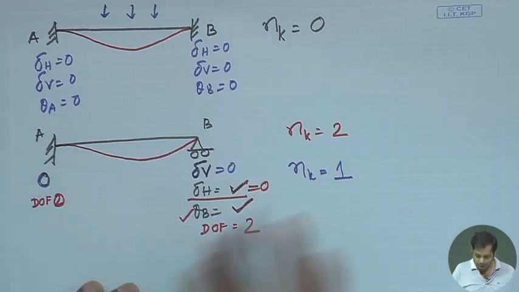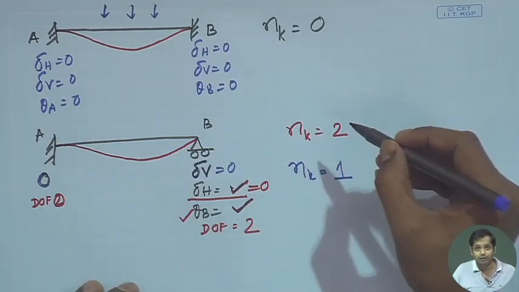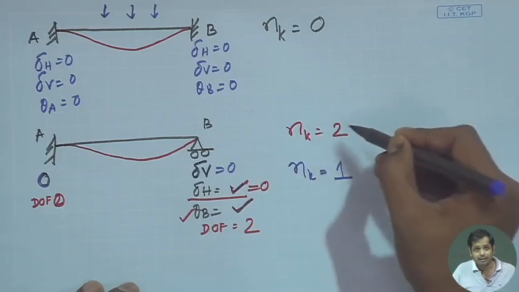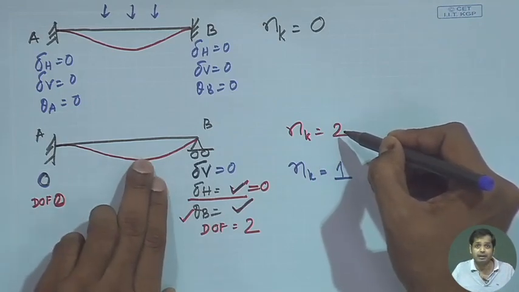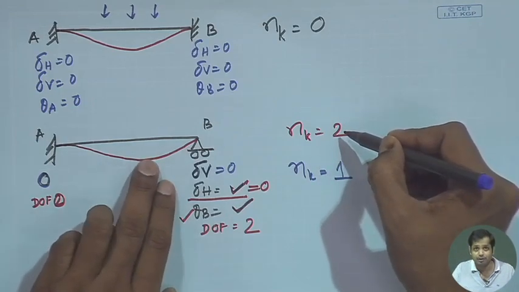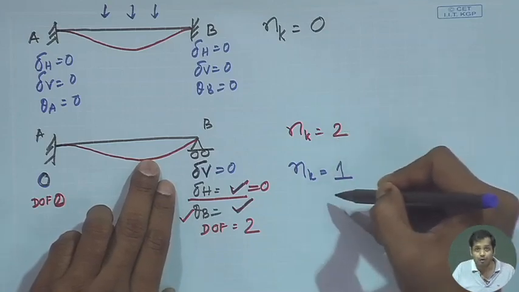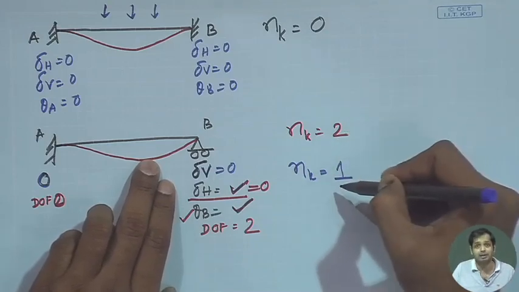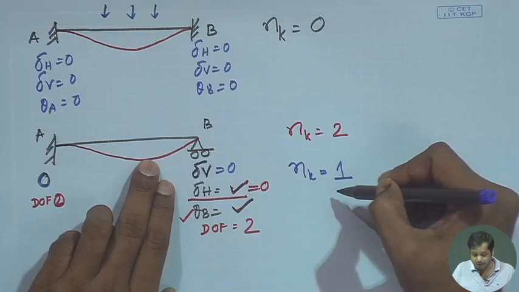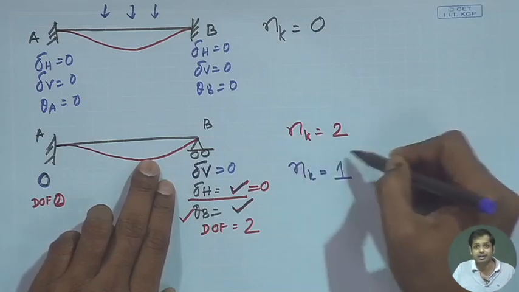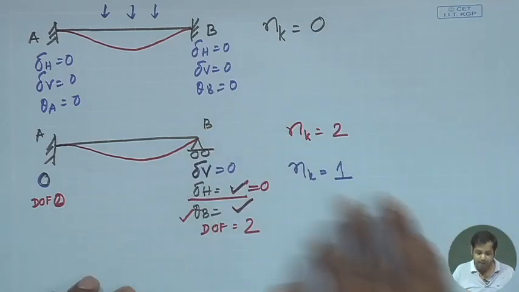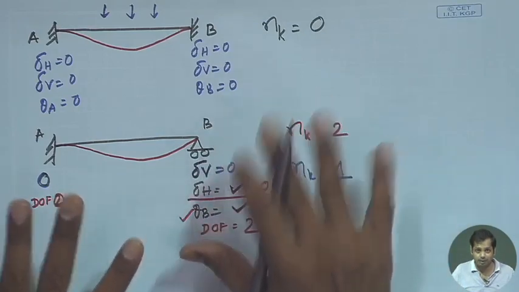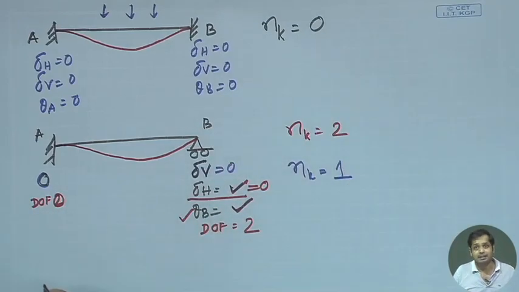Okay. So if we allow axial deformation, then the kinematic indeterminacy of this beam is 2, and if we do not allow axial deformation, assuming axial rigidity is very high, then kinematic indeterminacy is 1. We will see in the problems that for the time being we will neglect the axial deformation. Okay. Now take one more example.